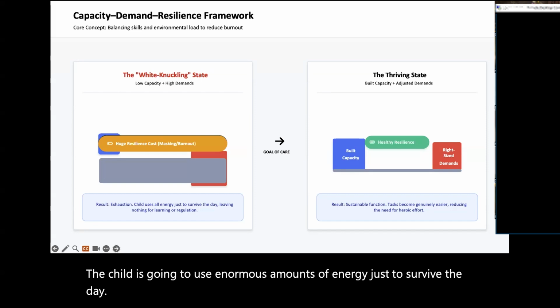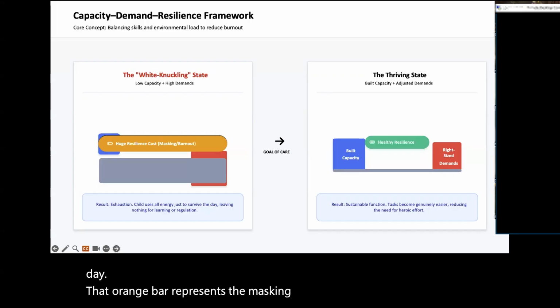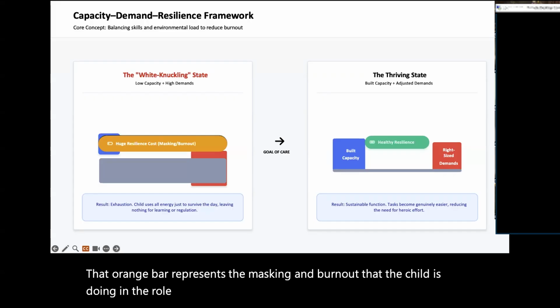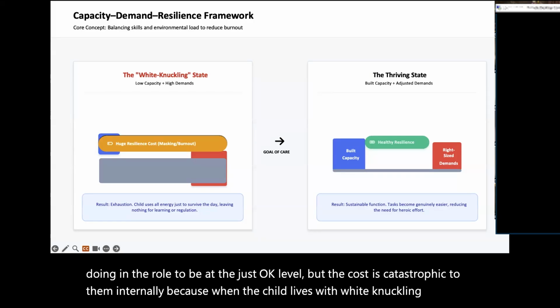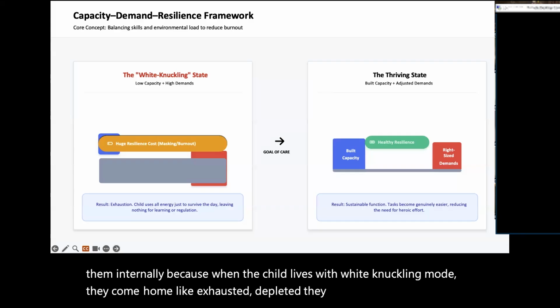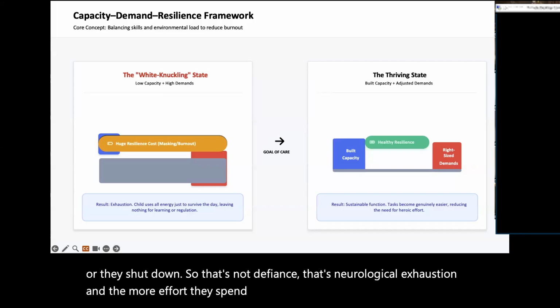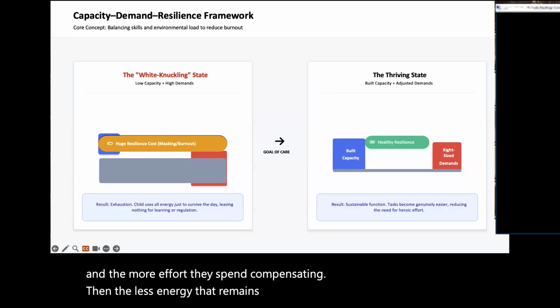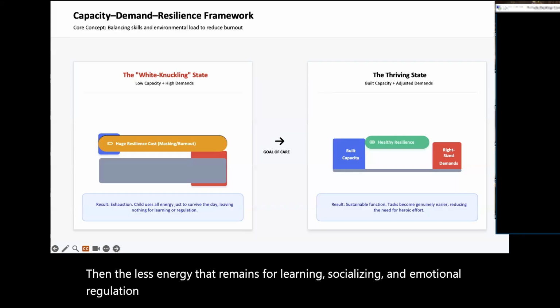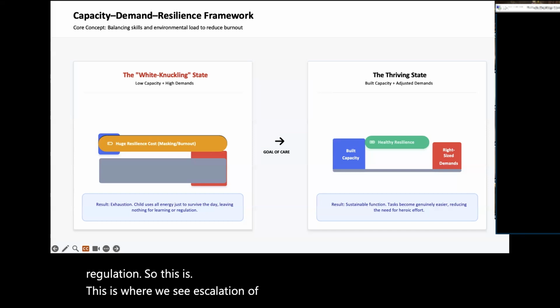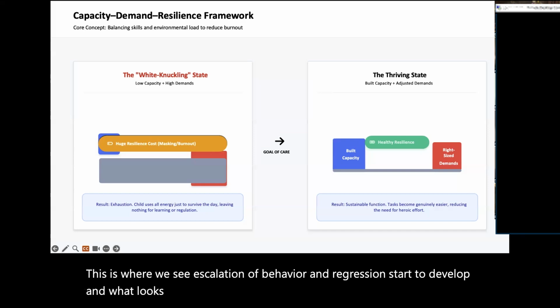That orange bar represents the masking and burnout that the child is doing in the role to be at the just okay level. But the cost is catastrophic to them internally because when the child lives with white knuckling mode, they come home exhausted, depleted, they melt down, they withdraw, or they shut down. So that's not defiance, that's neurological exhaustion. And the more effort they spend compensating, the less energy that remains for learning, socializing, and emotional regulation. So this is where we see escalation of behavior and regression start to develop.